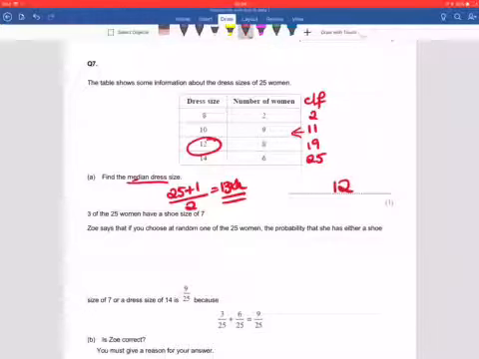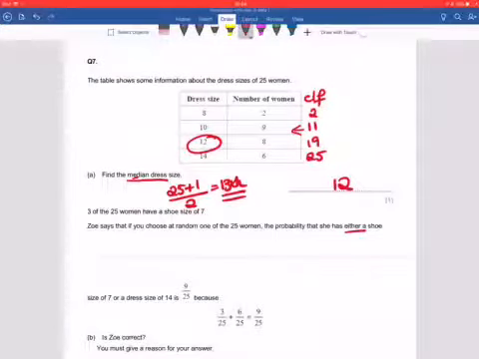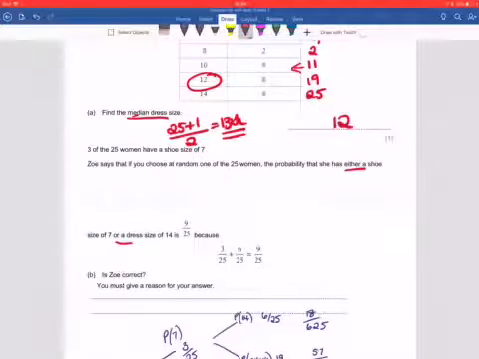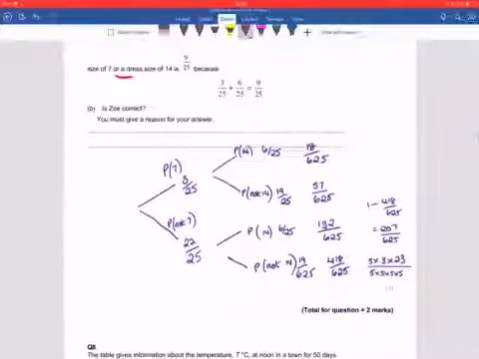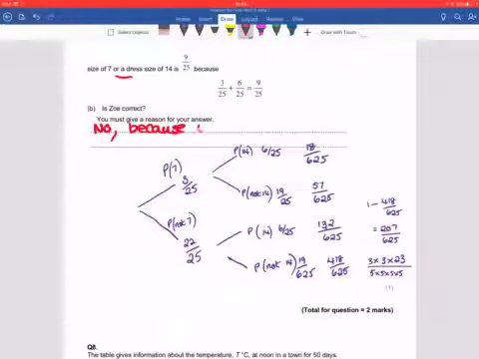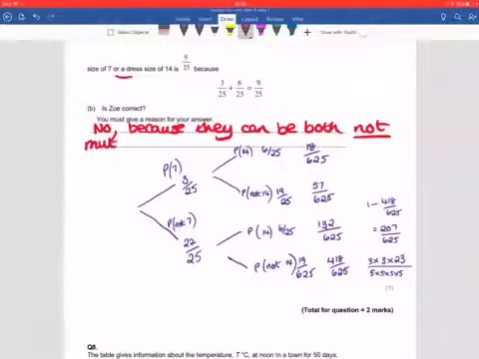Okay, right, 3 of the 25 women have a shoe size of 7. Zoe says that if you choose at random one of the 25 women, the probability that she has either a shoe size of 7 or a dress size of 14 is 9 out of 25, because 3 out of 25 plus 6 out of 25 equals 9 out of 25. You can't just say yes or no. You have to give a reason. So it is no, because they can be both. In other words, it is not mutually exclusive.